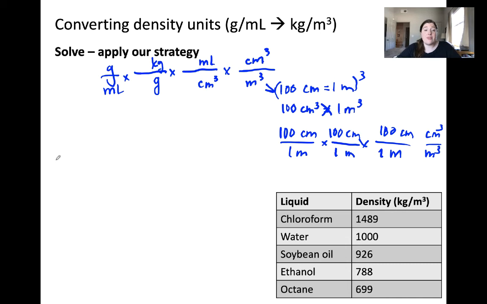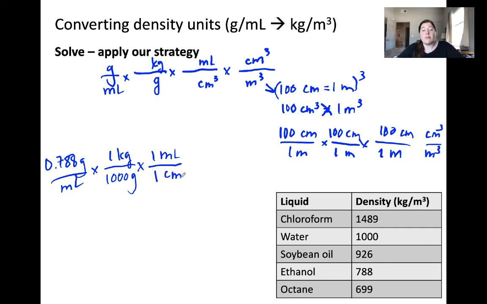Let's write it out in its full form starting from the beginning, and we'll use this unit set as our guide. We start with 0.788 grams per milliliter. We know that there are 1,000 grams in a kilogram, as you'll recall from metric prefixes. We were given in the problem that 1 milliliter is equal to 1 centimeter cubed, and that will be helpful for you to remember when converting densities and volumes in general. And then we'll apply our 3 conversion factors.